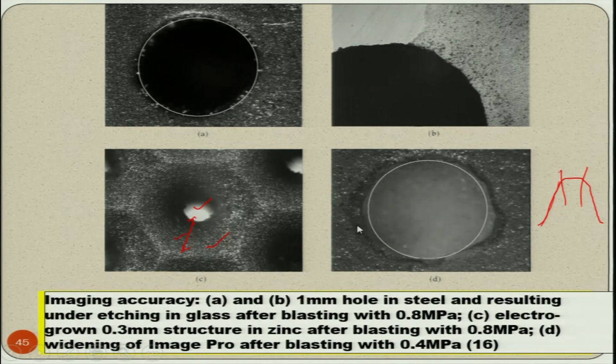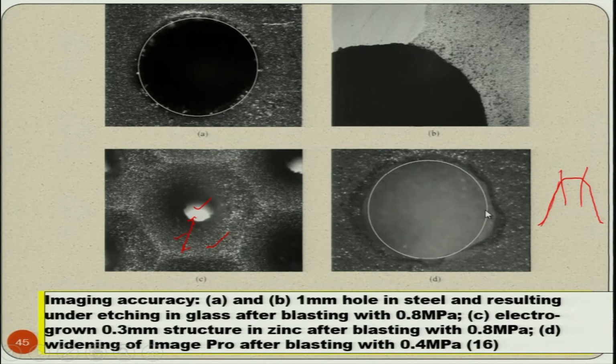And then the fourth one is the widening of the image after blasting with 0.4 megapascal. This is what you wanted, but again a flaring effect is seen over here, and such effects should be minimized. And the second thing is, you can see here, this is not a very repeatable or constant diameter. You can see here it is extending beyond this particular range and so on.